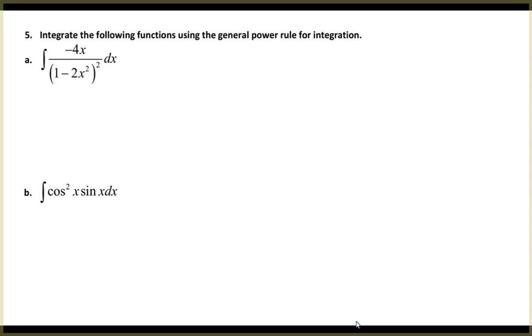What would you say u is here? 1 minus 2x squared. If that's so, what's du? Minus 4x dx. Are you having an aneurysm? Yes, mine's 4x.